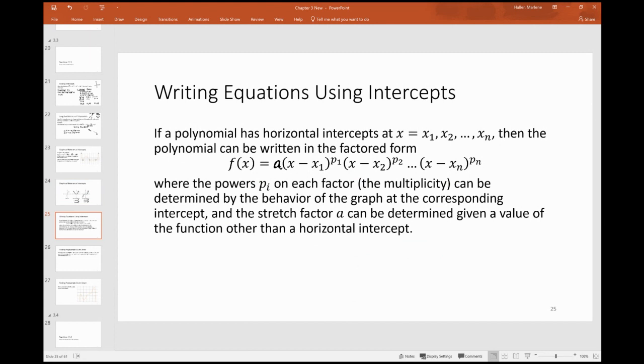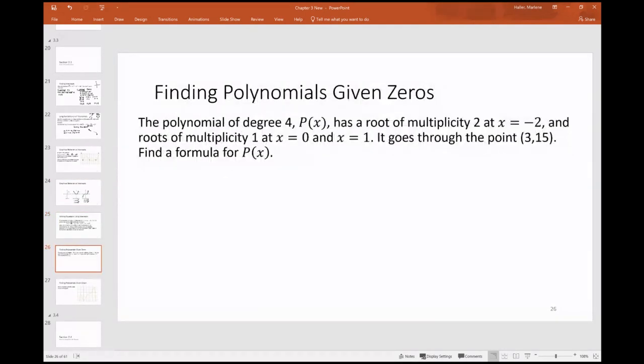The powers on the factor are going to show us what that graph is going to look like near that zero. We call that the multiplicity of the zero. The stretch factor we find at the end. We're going to pick a clear point on the graph to find the stretch factor. All right, let's look at an example.